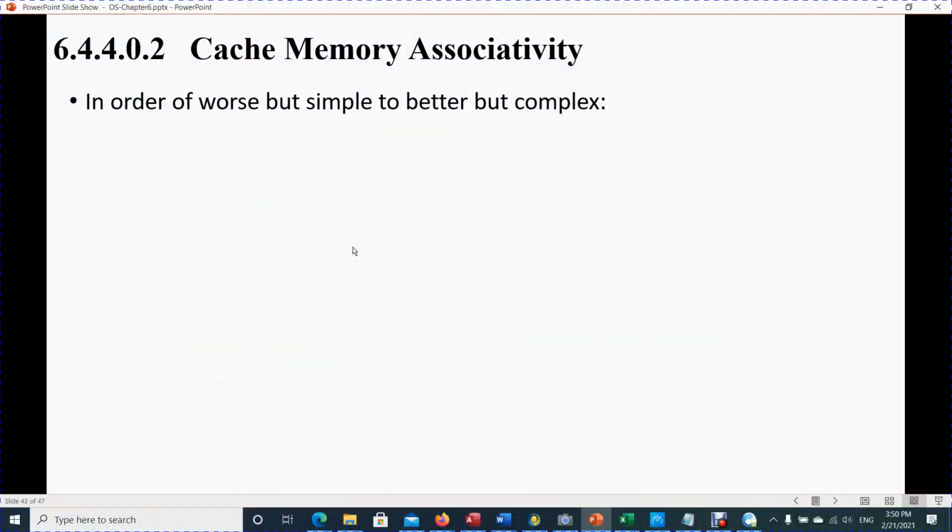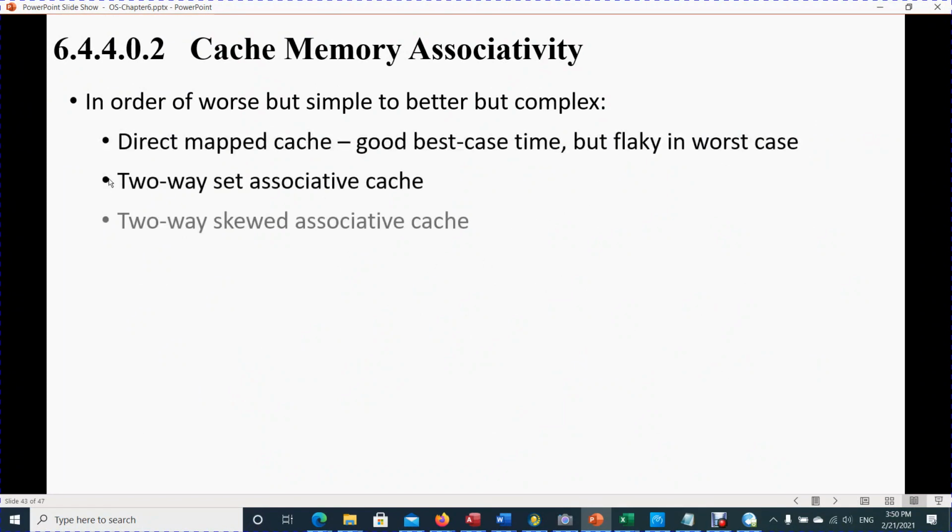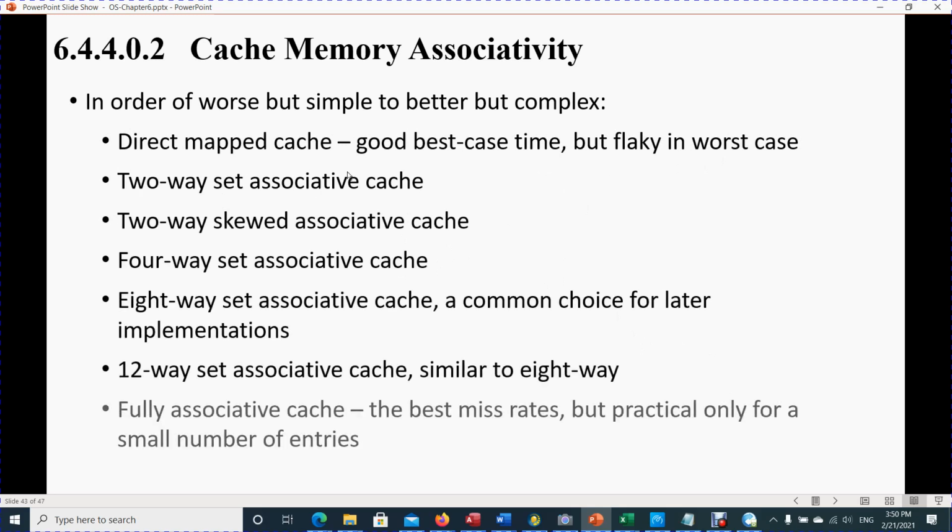In order from worst and simplest to better but more complicated: direct mapped, two-way set associative, two-way skewed associative, four-way set associative, 8-way set associative, 12-way set associative, fully associative.